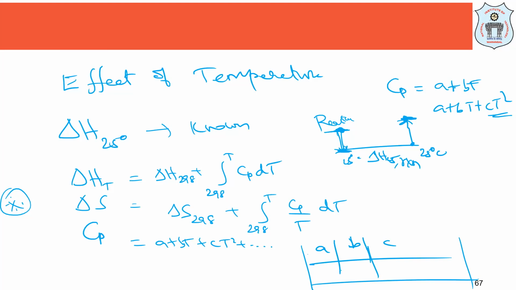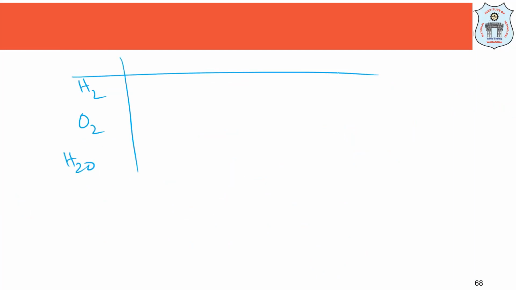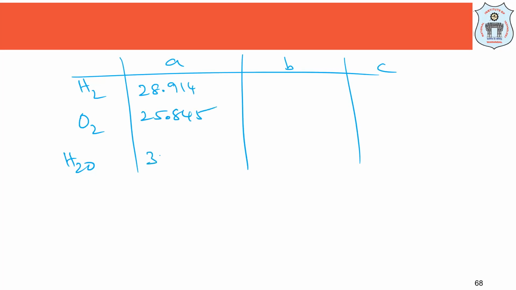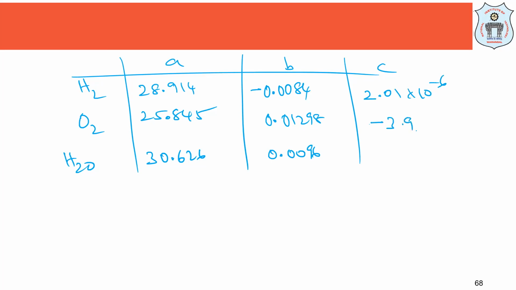The A, B and C values will be given for this Cp. We are going to make use of hydrogen oxygen fuel cells, right? So for H2, O2 and H2O, the Cp values of A are 28.914, 25.845, 30.626. B values are 0.0084, 0.01298, 0.0096. C values are 2.01 into 10 power minus 6, minus 3.9 into 10 power minus 6, 1.18 into 10 power minus 6.